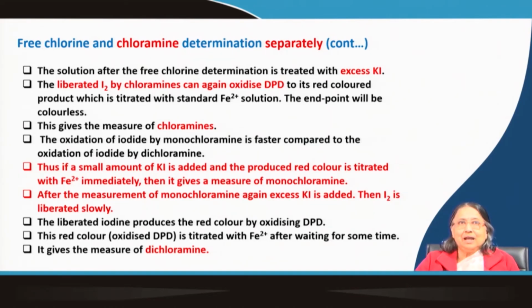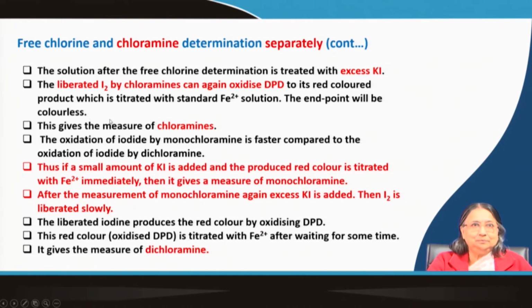And how is iodine produced? Iodine is produced from chloramines after reaction with KI, okay. So, then red colored product is produced, then again you are titrating with Mohr salt, the end product will be colorless, same way like the previous one. So, it will give the measure of chloramines, okay.